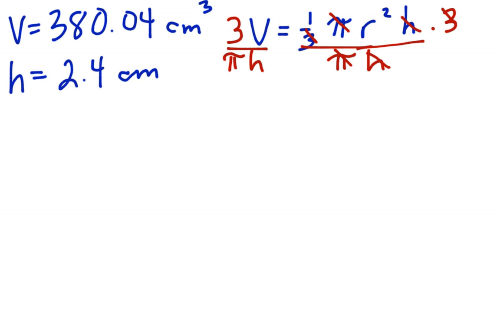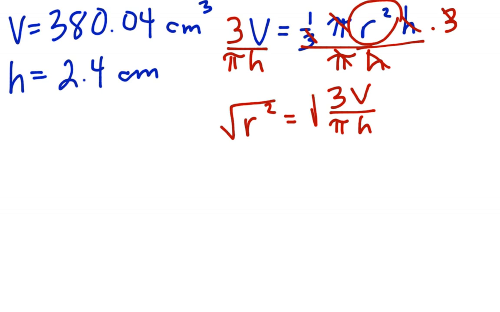And that's going to be what r squared is equal to. So let's write this. R squared is equal to 3v over pi h. And then in order to isolate r, we need to square root both sides. And so r is going to be equal to the square root of all of this stuff. So now is where we do the substitution finally. This is going to be 3 times 380.